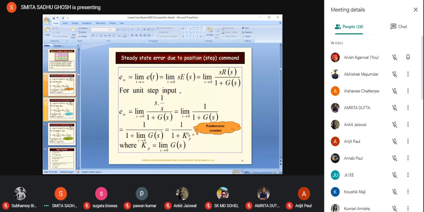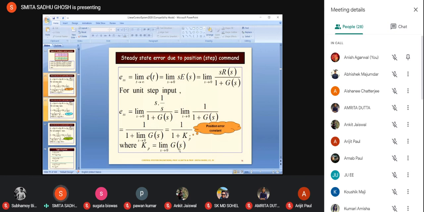That would give us our steady state error value. So now if we were to calculate the steady state error due to a step command, we would have to calculate Kp. In order to calculate Kp, it is essential to calculate this, that is, limit of G(s) as s tends to 0.